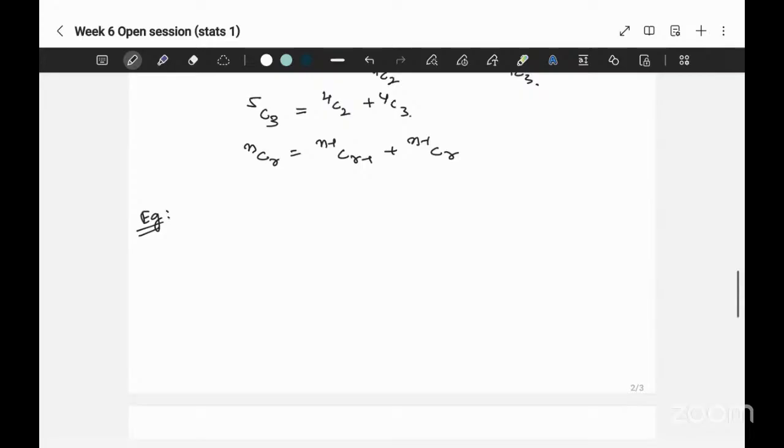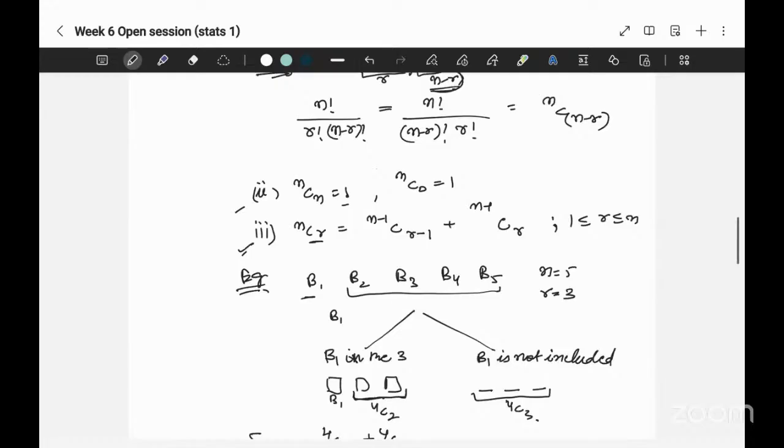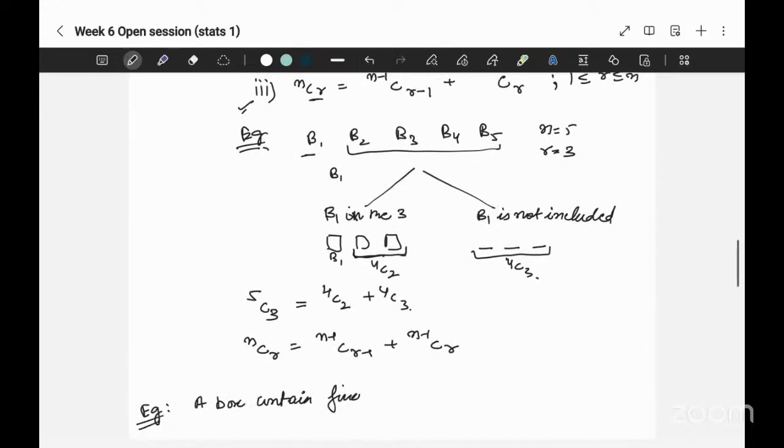Okay, so let's do one question for combination. Let's suppose... Ma'am, how is the second part of the formula derived? Which second part of the formula? Ma'am, the third property. This one? Yes, ma'am.